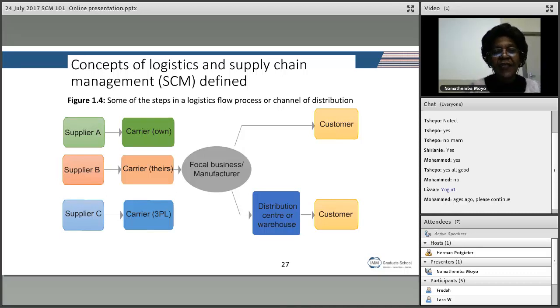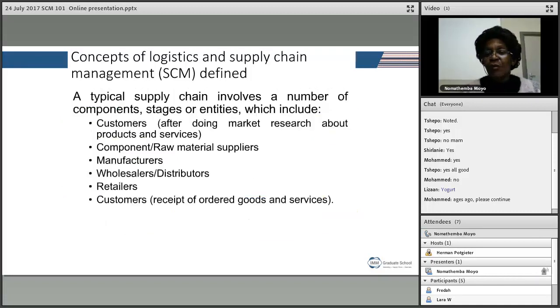Then we are looking at some of the steps in the logistics flow process. Supplier A goes to the focal business; they will have their own transport. Supplier B, the carrier, they have theirs. Then focal business, manufacturer, distribution center or warehouse, and customer. Supplier C can use a third-party logistics provider who is going to be paid. It can be a private transporter who will be paid a fee for transporting products.